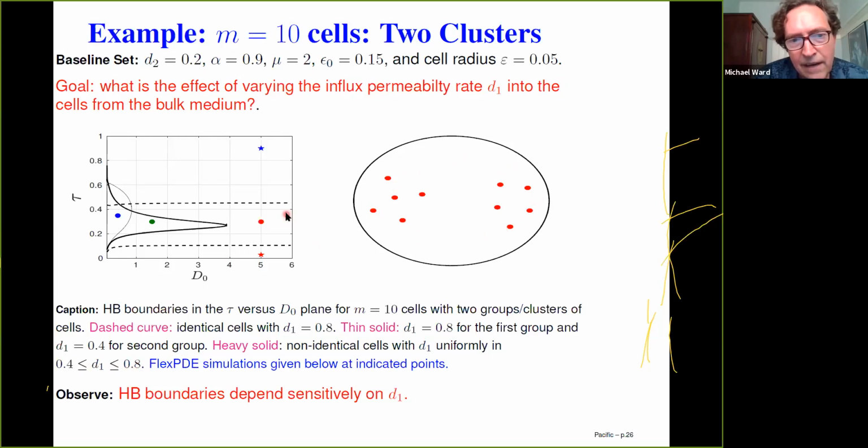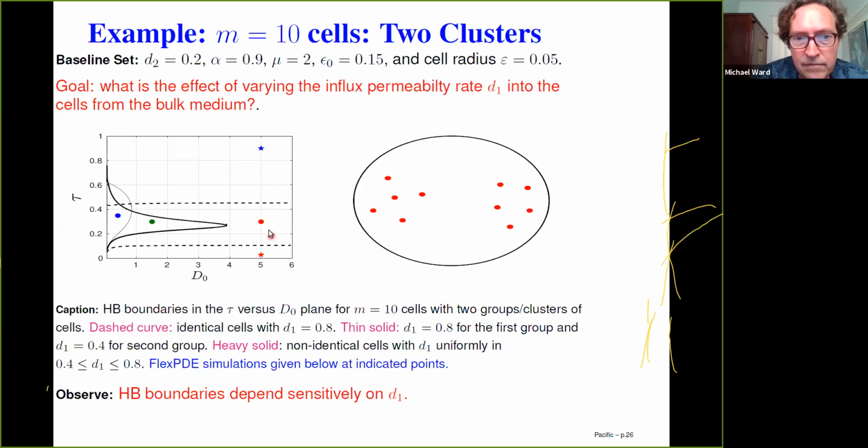So what do you see? If all the cells are identical, they synchronize their behavior really well for large values of D. If you fix a value of D1 specifically for each of the 2 clusters, they don't oscillate except in this little region. Random is somewhere in between. Now, what are these dots here? That's where I'm going to show you the full numerical simulations. But the Hopf bifurcation boundaries depend sensitively on D1. That's a key point. The permeability, it depends sensitively on this.